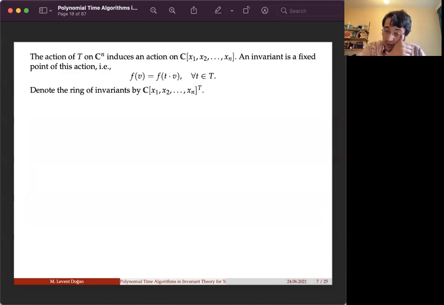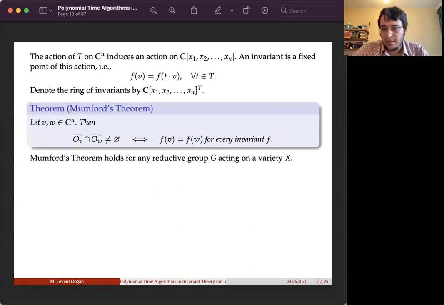So, okay, now let's talk about that. One way to separate orbits or orbit closures is to use invariants, as hinted in the title of the talk. The action of T also induces another action of T on the polynomial ring with n variables. And an invariant is a polynomial f such that f is constant on each orbit, namely f of v equals f of t times v for all t. So the invariants form a subring. We denote this subring by putting a superscript T on the polynomial ring.